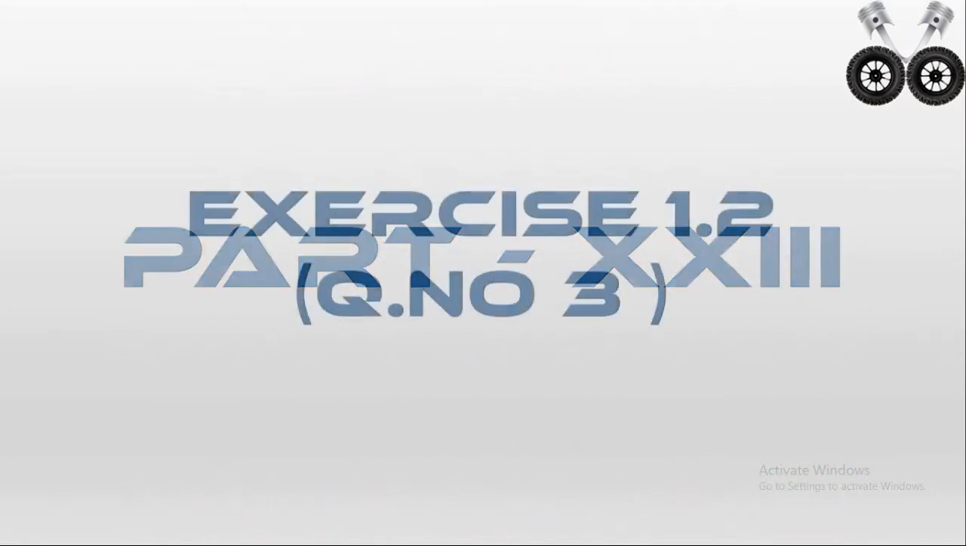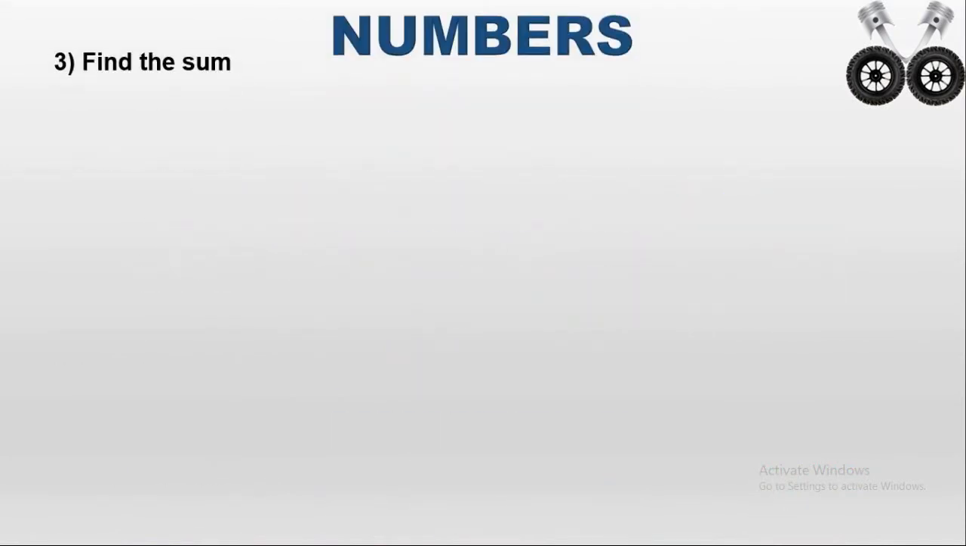Part 23, exercise 1.2, question number 3. So the question number 3 is on find the sum. 7 by 5 plus 3 by 5.